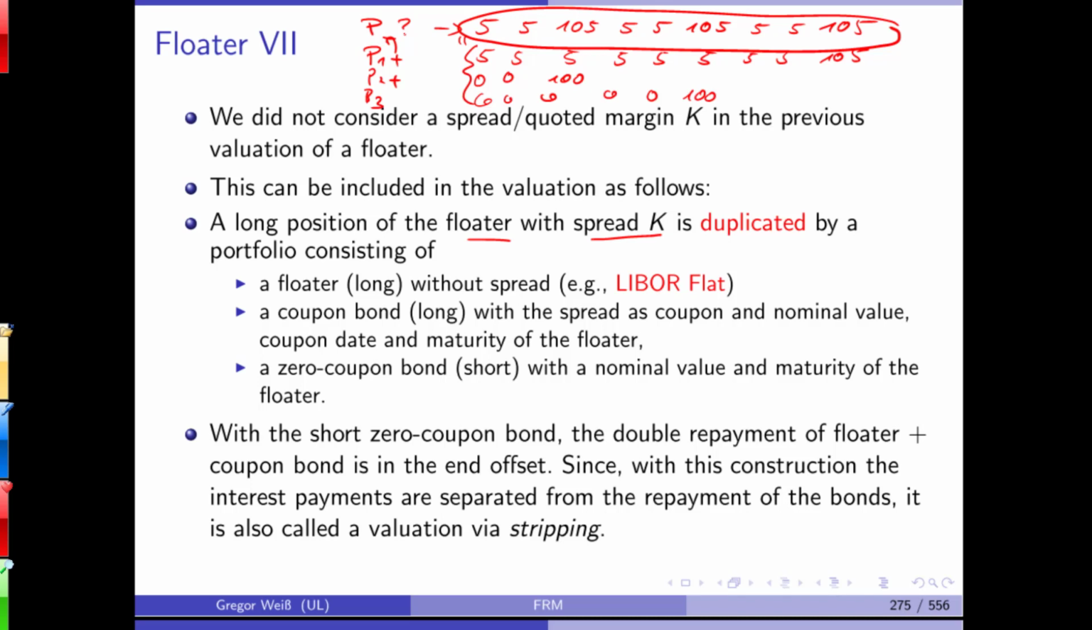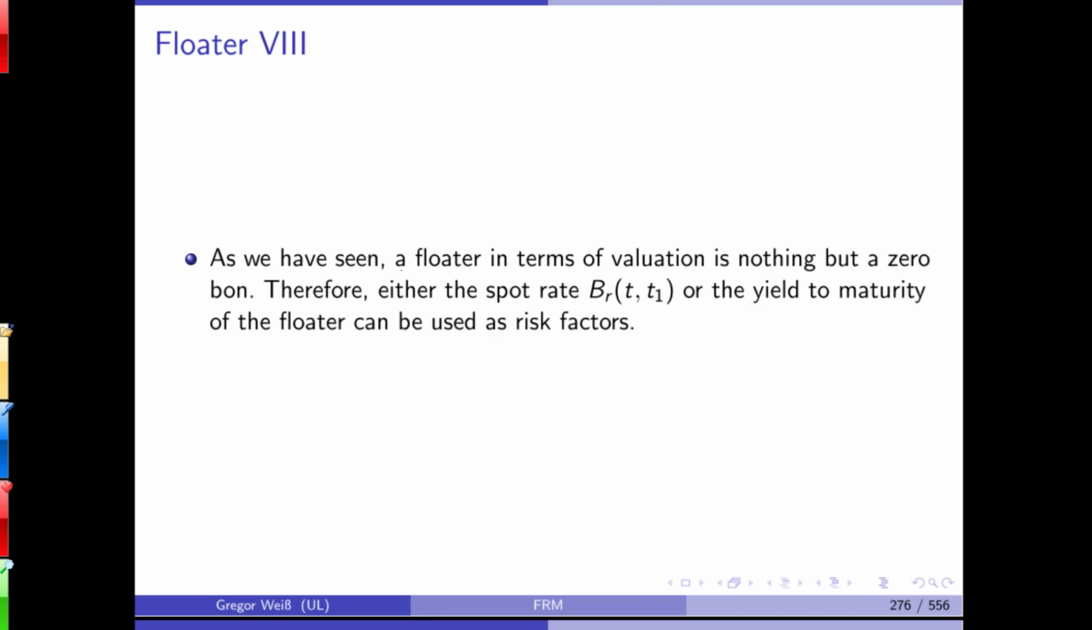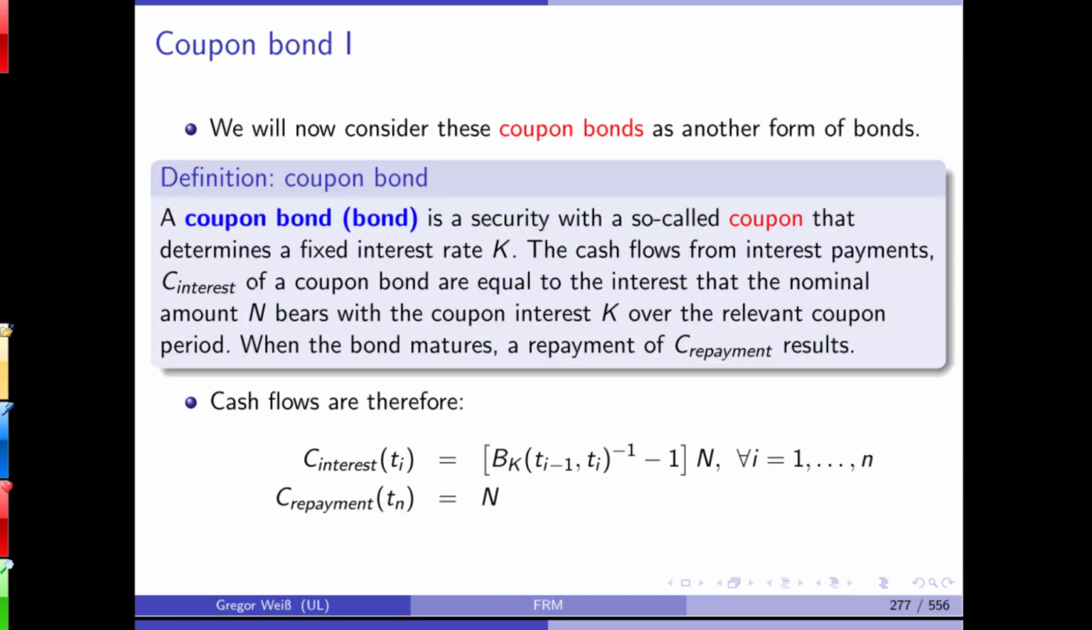And then, if you take the coupon payments from a bond, that is called stripping. You strip the coupons from the bond. Okay. And as we have seen, a floater in terms of valuation is nothing but a zero bond, again. Therefore, either the spot rate or the yield to maturity of the floater can be used as risk factors. Again, the only risk factor you really have here for a floater is the interest rate, the current interest rate and the level of interest rates. Again, it's a linear asset. It's just included in the discount factors. Okay.